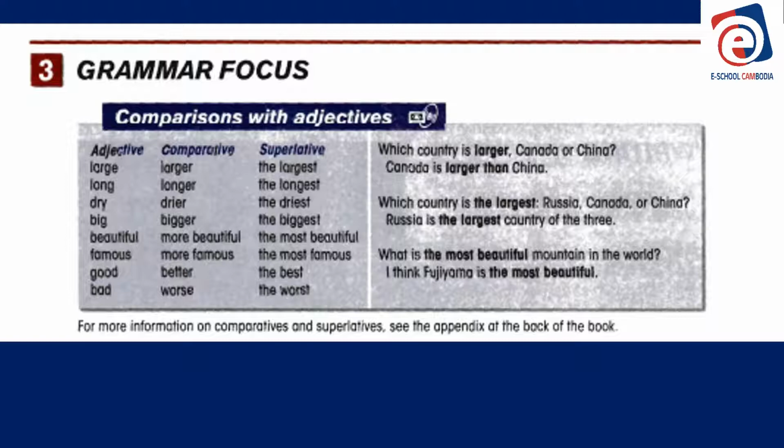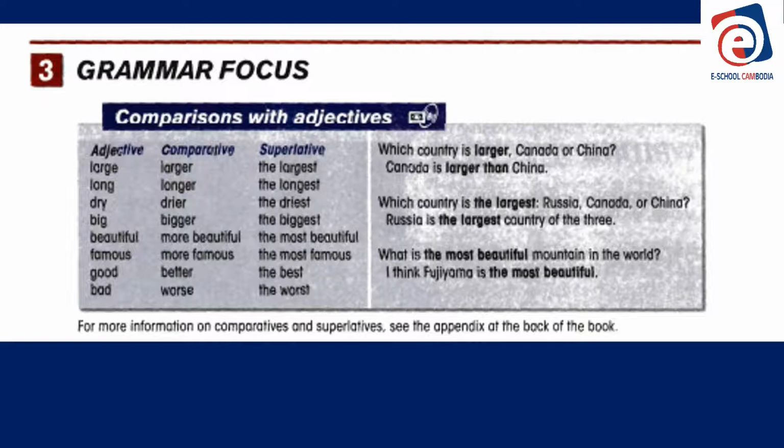All right, you see this? We asked the question, which country is larger? Canada or China? And so we're comparing two. Which country is larger? The answer, Canada is larger than China. But in the next sentence, we're comparing three. And so we cannot say larger, we must say the largest. You're comparing two, you can use ER. But if you're comparing three, you must use EST, or an irregular adjective.